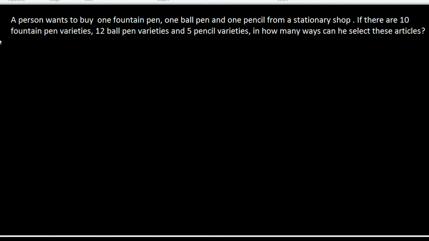In this video, we are going to explain some of the important examples based on permutations and combinations. So the first example is: a person wants to buy one fountain pen, one ball pen, and one pencil from a stationery shop. If there are 10 fountain pen varieties, 12 ball pen varieties, and 5 pencil varieties, in how many ways can he select these articles?